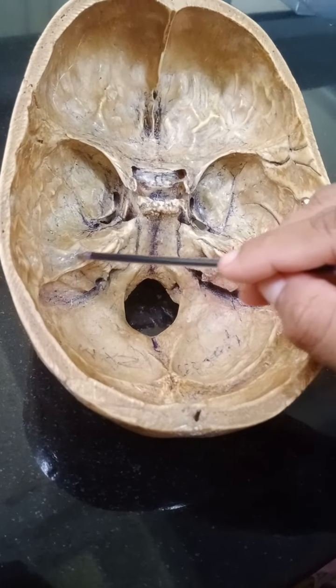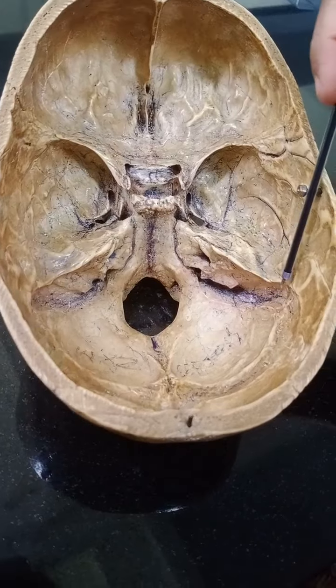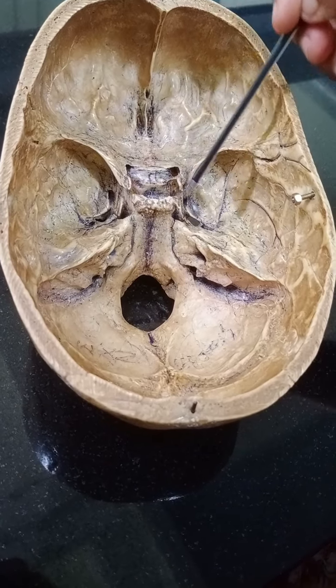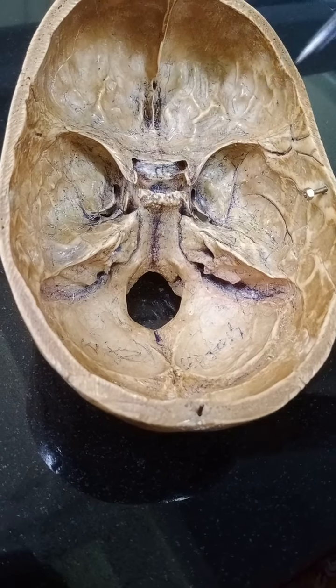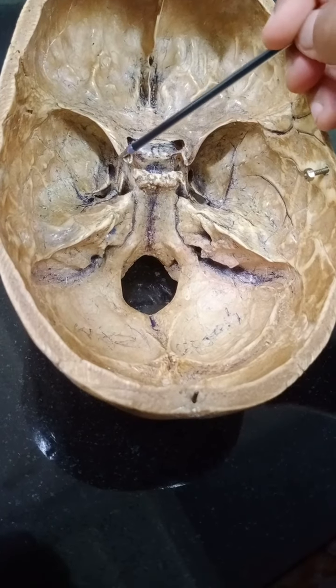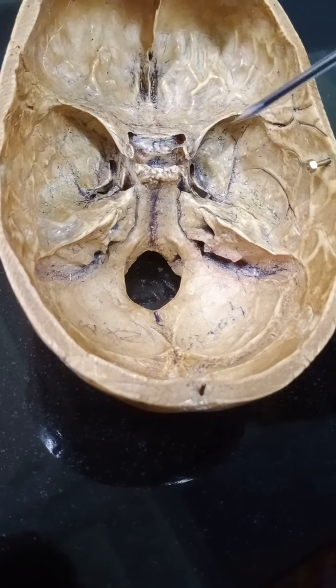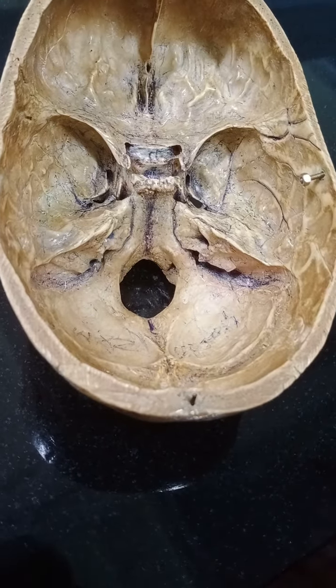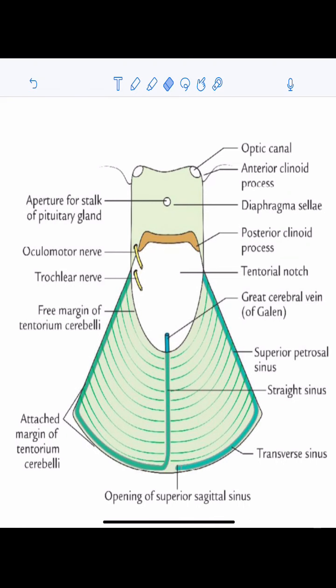The attached margin is attached to the superior border of the petrous part of temporal bone and to the posterior clinoid process. And there is a free margin which extends forwards and it is attached to the anterior clinoid process. This can be explained better with the help of a diagram. So this is a diagram showing the tentorium cerebelli.